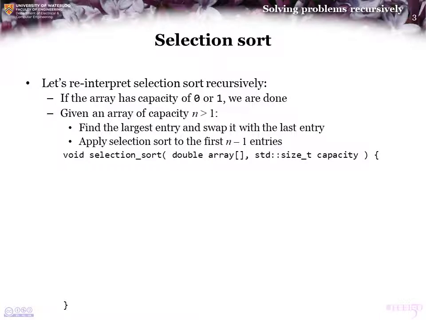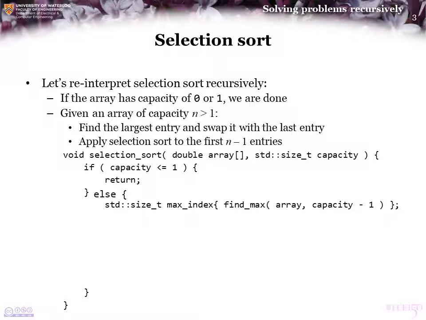So here we have the function definition with an empty body. We will begin by implementing the base case. Well, the base case is straightforward. If the capacity is less than or equal to 1, we just return. So next we have to deal with the recursive case. In this case, capacity is some value of n greater than 1.